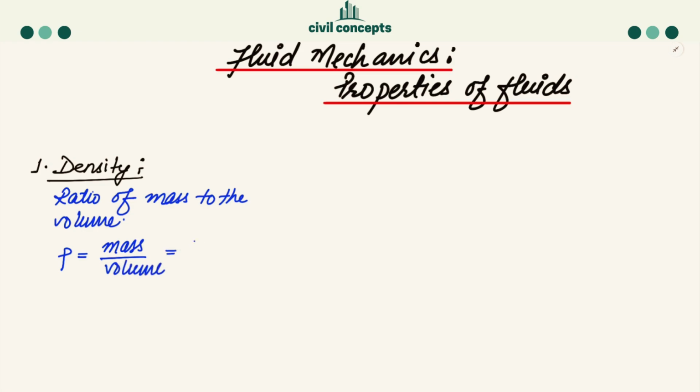This mass in the subject will be denoted by small m and the volume will be denoted by V. You would be aware that mass is having a unit of kg and the volume is having a unit of meter cube. Hence, the unit of the density comes out to be kg per meter cube.